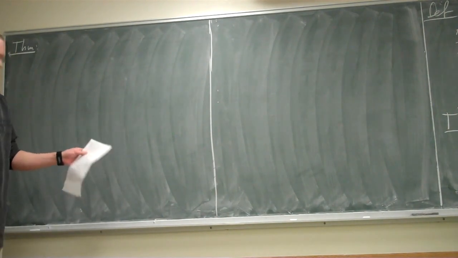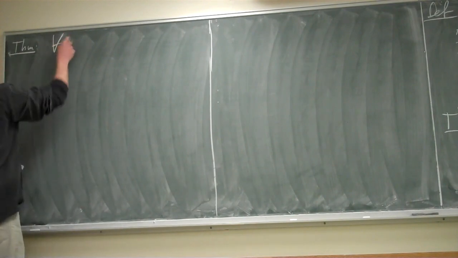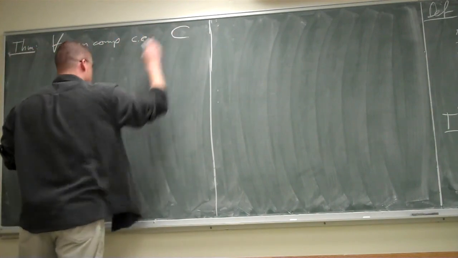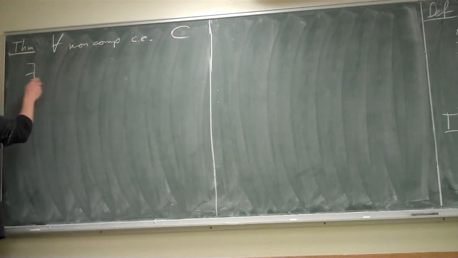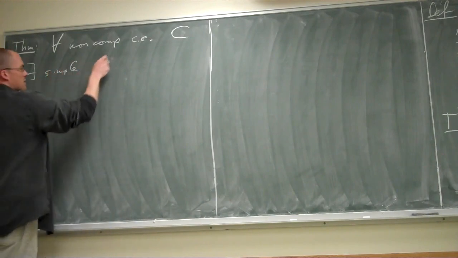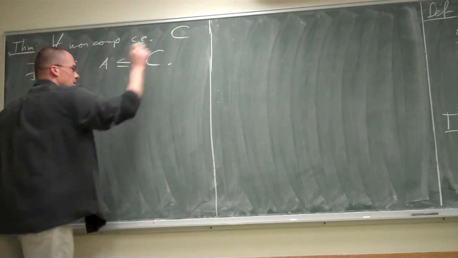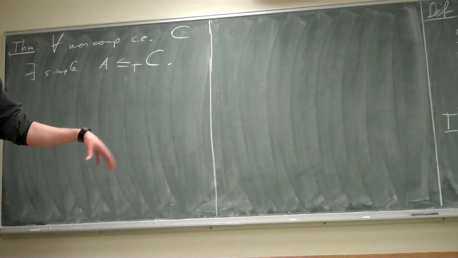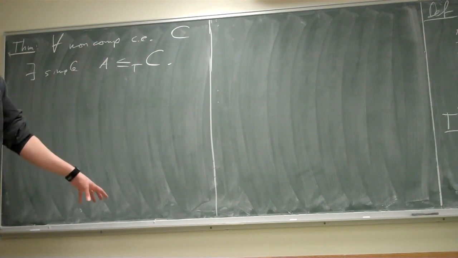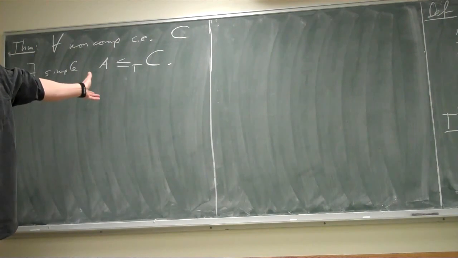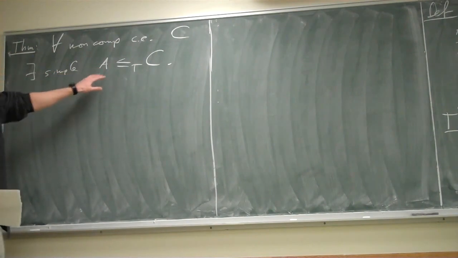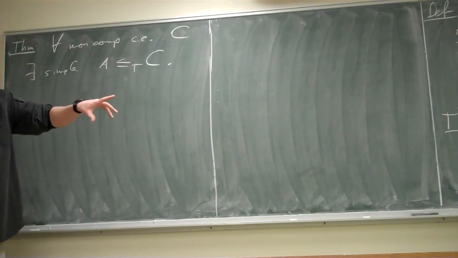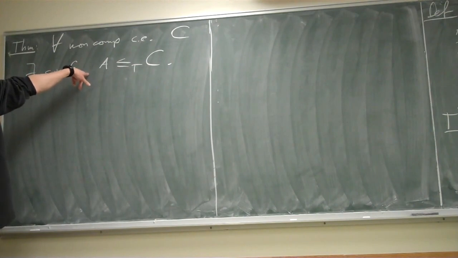Anything other than that, it fails, which is to say, for every non-computable CE set C, there exists a simple set A Turing reducing to C. Right? Give me a measurement of how simple you want the simple set to be, and I can make it simpler than that. That's what this theorem is saying. Right? As long as it's CE non-computable, you stay away from the 0 degree. Above anywhere there, you can find simple sets.